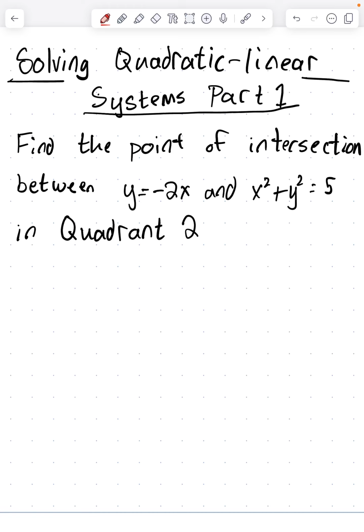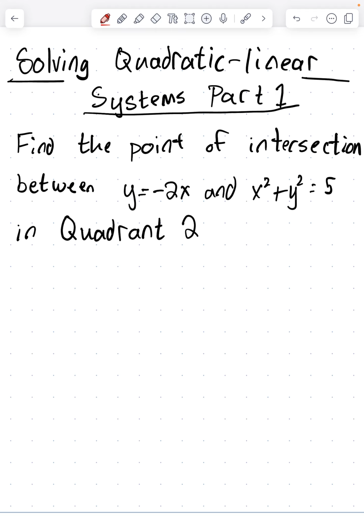All right, hey everyone. This is how you solve a quadratic linear system. There are many types of questions like this that you'll see on your exams and in the Regents if you're going to take them. And you could see something like this on your SAT too. So let's take a look at the question first.